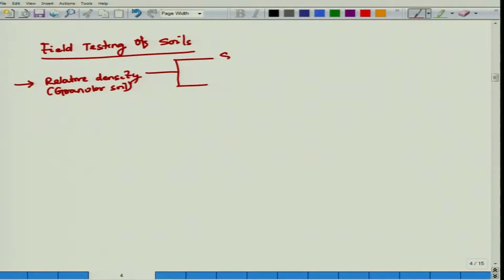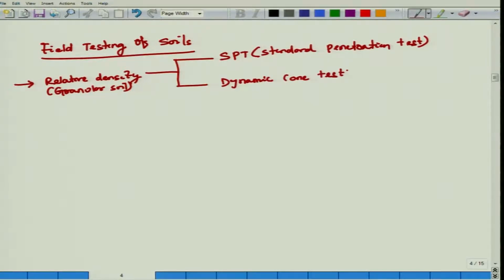This is called SPT. Full form is standard penetration test. For UG students, this is a new term; you are learning a new terminology, SPT, standard penetration test. Then the second one is the dynamic cone test, for relative density.